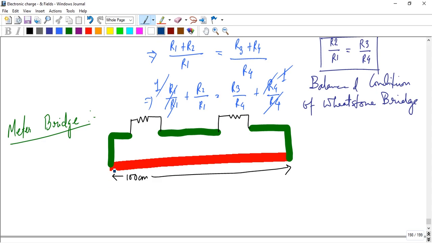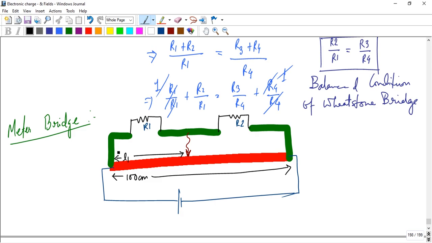Now a battery is connected here. Suppose that is called R1 and that is called R2. There is a jockey connected at any point. Suppose the jockey is connected here, and this length is L, and the remaining length is 100 minus L.